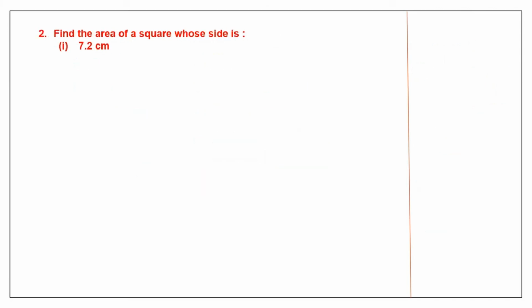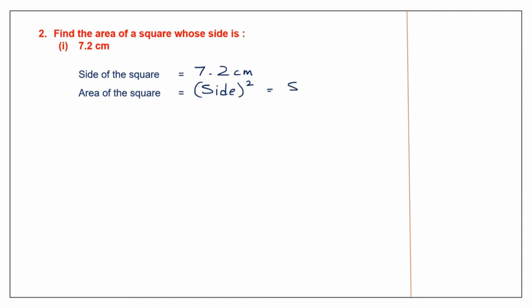Question 2. Find the area of a square whose side is, the first one, 7.2 centimeters. So let's start. The side of a square is 7.2 centimeters. Now we have to find the area of the square. The formula to find the area of the square is side raised to the power of 2, that is side square, or this is side into side.